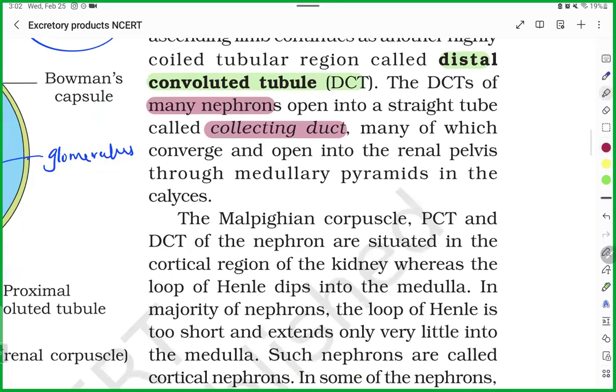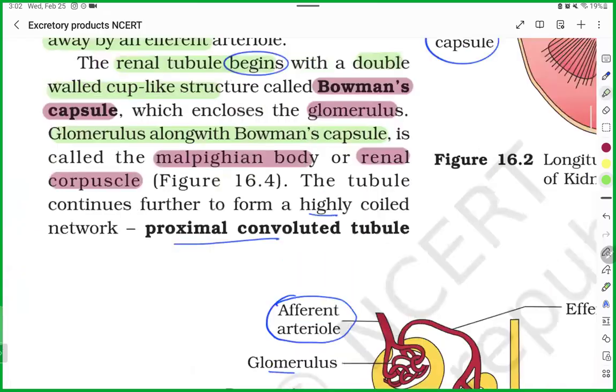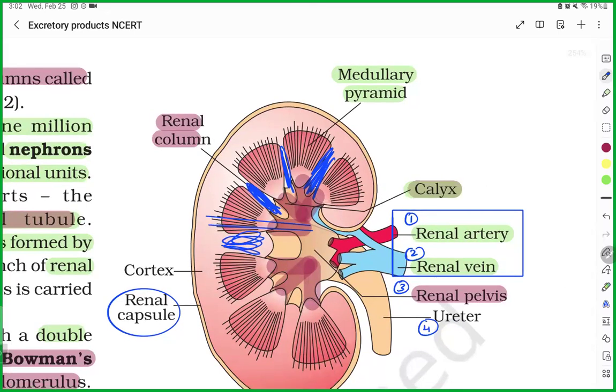Most of them converge together and open into the common renal pelvis through the medullary pyramid. So the collecting duct first enters the medullary pyramid and then enters the pelvis. How? Like this. For example, you have a collecting duct. It will start from here and it can directly enter the renal pelvis with the help of the medullary pyramid.